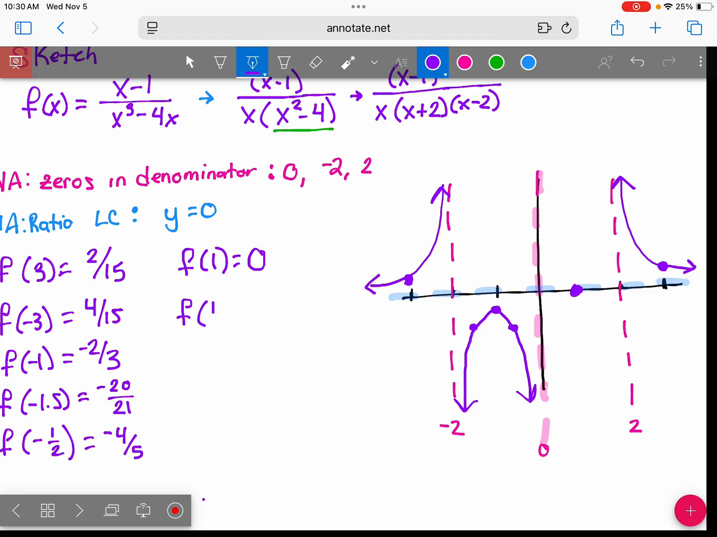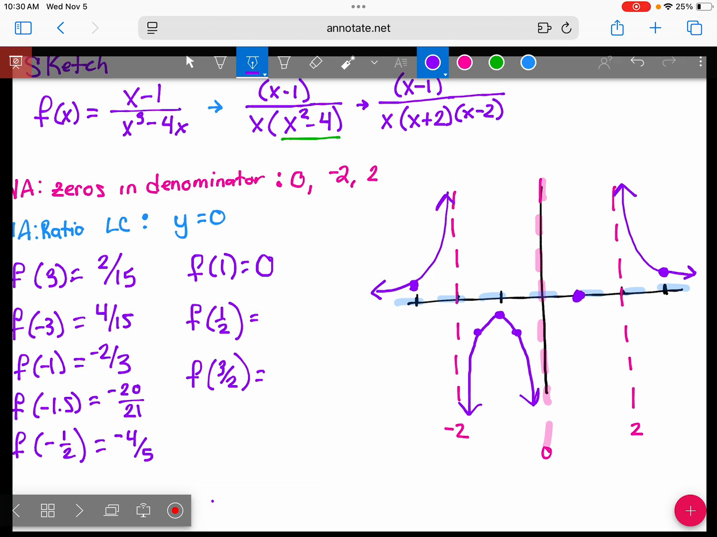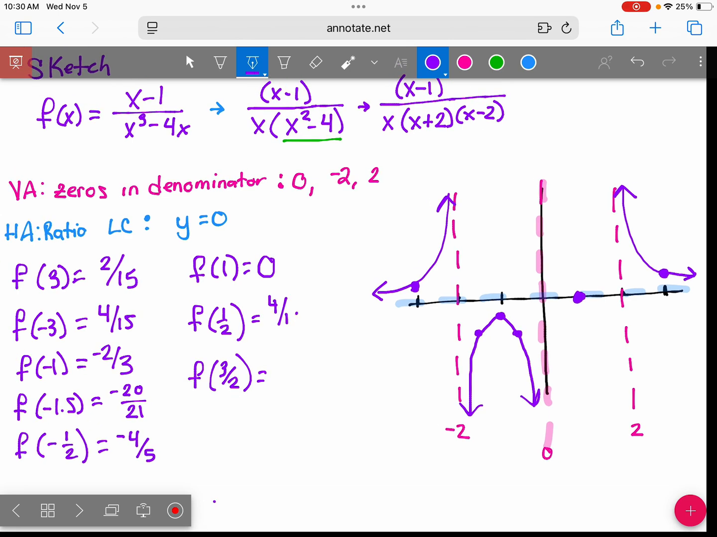So we're going to need to do our f of 1/2. And we might need to do f of 3/2. You don't necessarily have to, but you can. So this one has a lot of plug and chug in it. A lot of type it into the calculator, simplify. When we substitute in our 1/2, we should get 4/15. And when we substitute in our positive 3/2, we should get, I believe, negative 5/26. If you get something different than that, let me know.